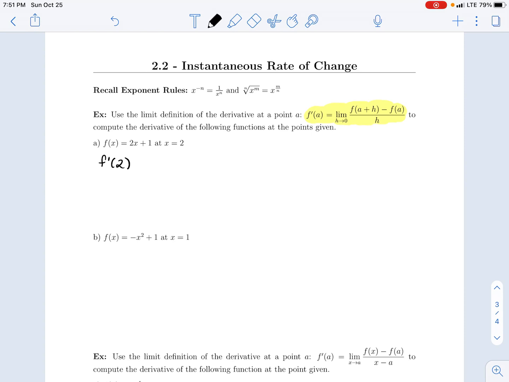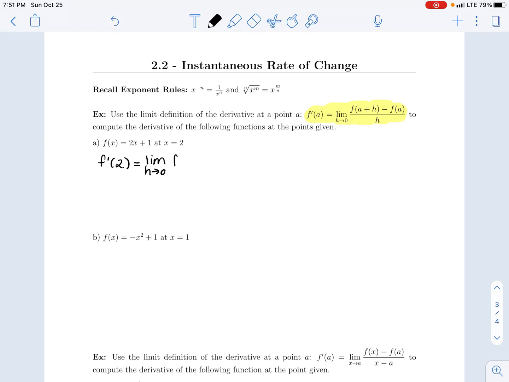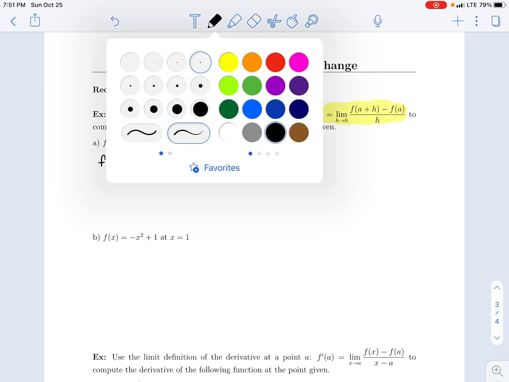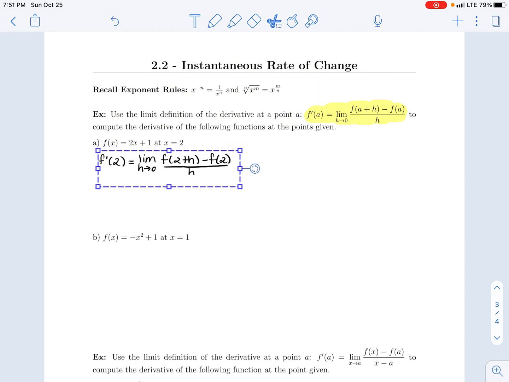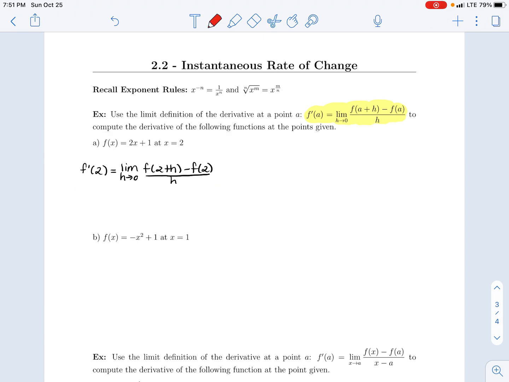Okay, so the derivative at x equals 2 is equal to the limit as h approaches 0 of f of 2 plus h minus f of 2 all over h. Okay, so wherever you saw a in the formula, you want to just use 2 instead, because we're trying to find the derivative at 2 now, not at an arbitrary point a. Okay, so here, this is where you want to note to yourself what the heck even is f of 2 plus h. So let's jot that down over here.